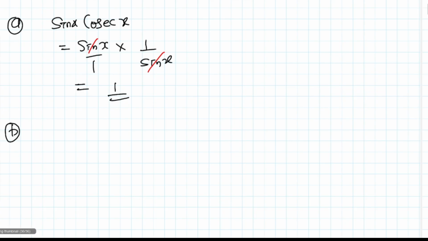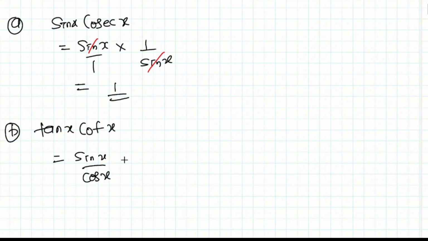B, tan x cot x. So tan x is sine x over cos x, okay, make substitution, multiply by cot x, which is cos x over sine x, okay. If we cancel out common factors, sine x cancels sine x, cos x cancels cos x, and we simply have that the answer is equal to 1, okay.